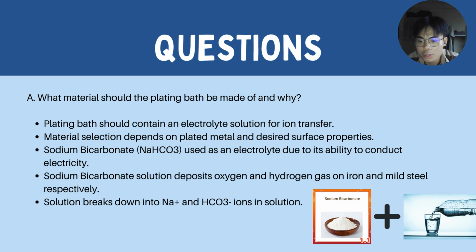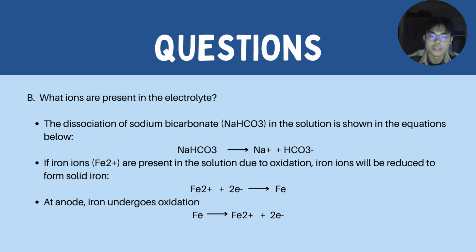The picture below shows an example of the electrolysis process. For the second question, what ions are present in the electrolyte? The dissociation of sodium bicarbonate, NaHCO3, in this solution is shown in the equations below. NaHCO3 breaks down into Na+ sodium ions and HCO3- bicarbonate ions.